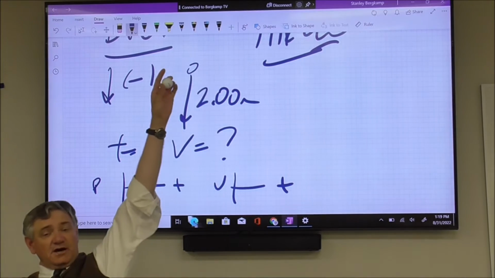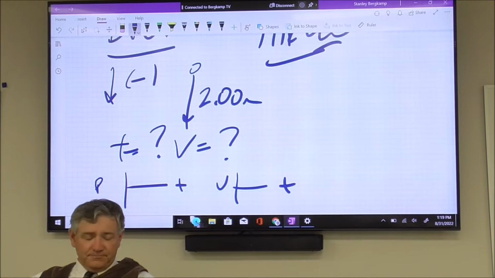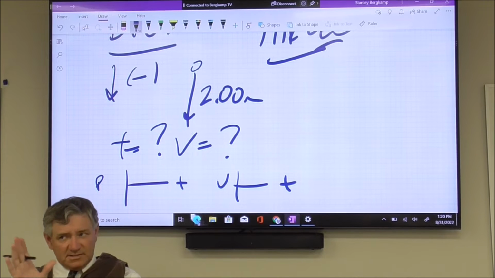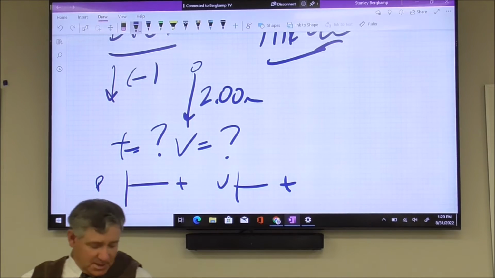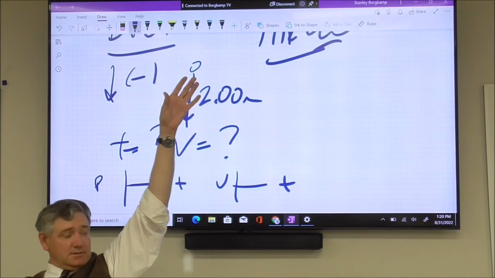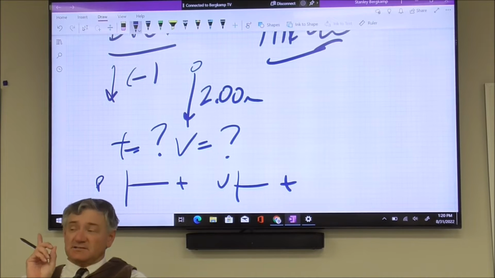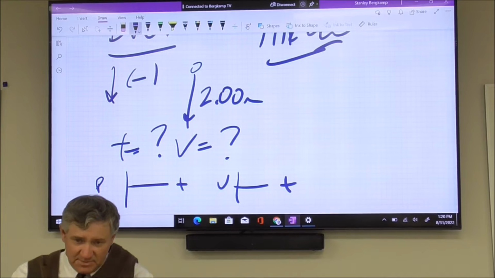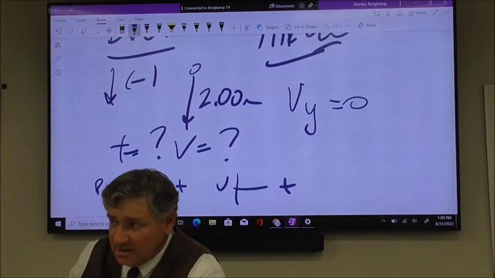Okay? So I've got this ball, height of 2 meters. I'm going to drop it, it's going to fall. Now, there's a couple of things that are hidden within this explanation. Since I drop it, as opposed to throwing it up in the air or throwing it down, if I just drop it, what's my initial velocity going to be? 0. That's going to be huge. Because it's dropped, my initial velocity is going to be 0. So I know that Vy naught is going to equal 0.